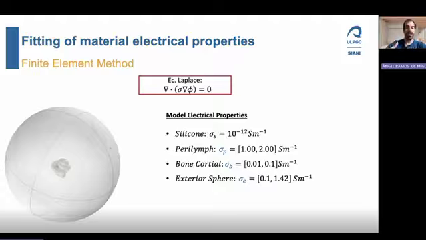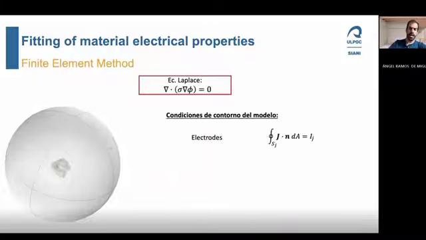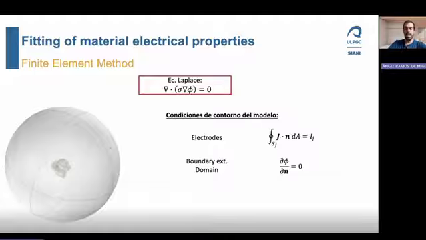So I'm going to explain it now. We have a transimpedance matrix from one given patient, and we have the transimpedance matrix generated by the FEM model. By playing with these three different electrical properties of the materials, perilymph, cortical bone, and the sphere, we can match the transimpedance matrix of the model to a given patient by playing with these three conductivities. Then for the boundary conditions of the model, we have one for the electrode, which is the active one. Then we have the boundary domain, and then we have the reference electrode.